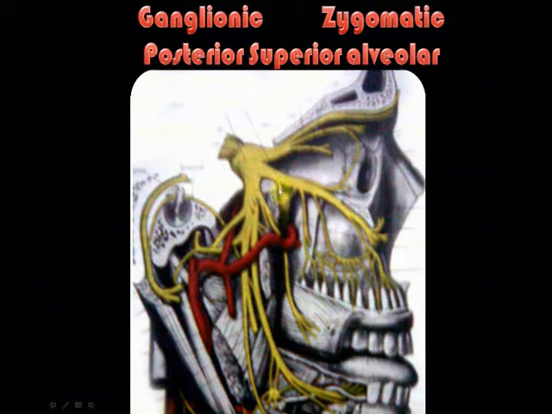So this is the ganglionic branch, two branches, on which the pterygopalatine ganglion hangs. Second is the zygomatic branch, dividing into zygomatico-temporal and the zygomatico-facial. Third is the posterior superior alveolar branch. So ganglionic, zygomatic, and posterior superior alveolar.